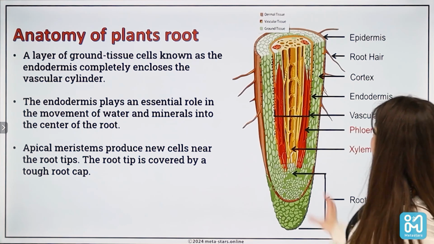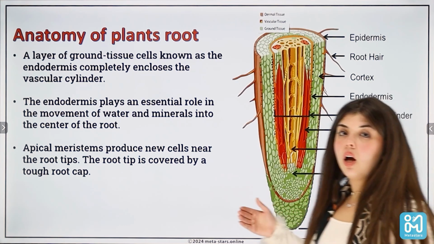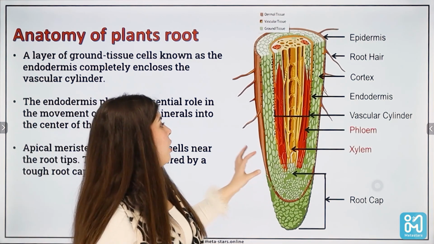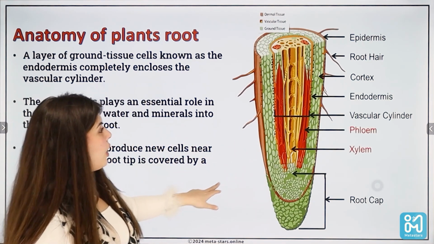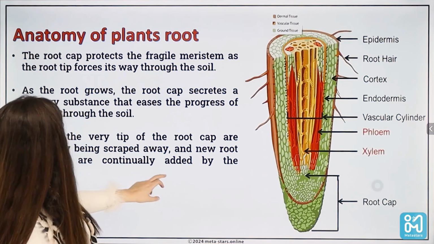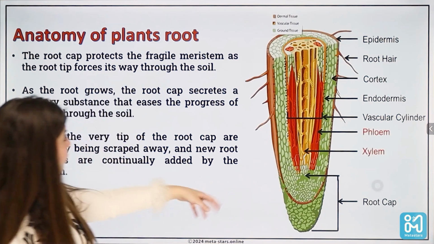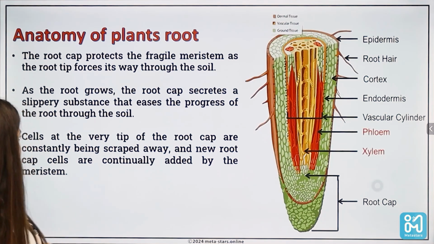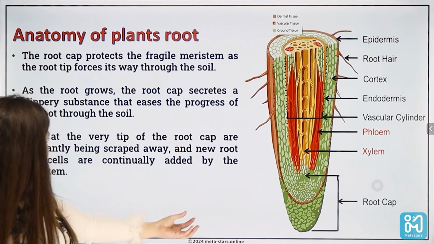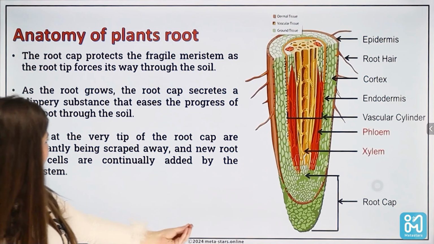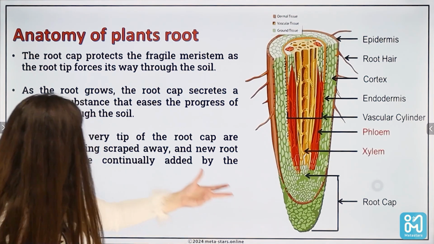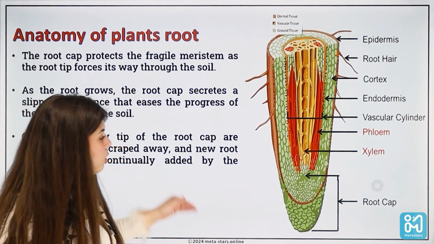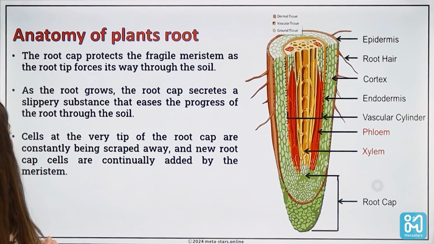Okay, so this is a cross section of the root of a plant that includes all three types of tissue. So here's the root cap that protects the fragile meristems as the root tip forces its way through the soil. As the root grows, the root cap secretes a slippery substance that eases the progress of the root through the soil. So that's how the root works, okay?